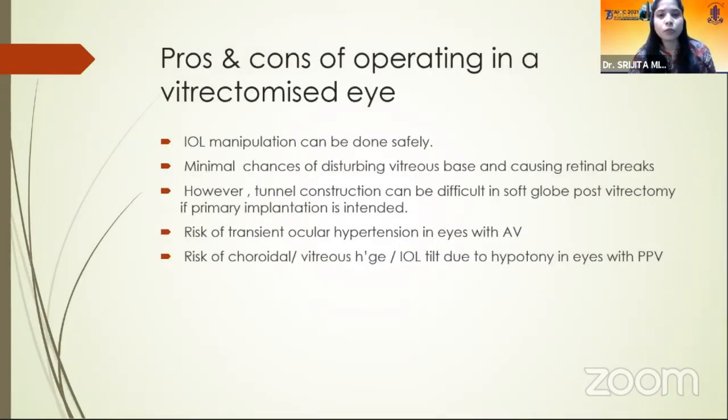Now, the pros and cons of operating in vitrectomized eyes. IOL manipulation can be done safely. There are minimal chances of disturbing the vitreous base and causing iatrogenic retinal breaks. However, the tunnel construction can be difficult in a soft globe if you are implanting in the primary surgery. There might be risk of transient ocular hypertension in eyes with anterior vitrectomy, risk of choroidal or vitreous hemorrhage, IOL tilt due to hypotony in the eyes with PPV.